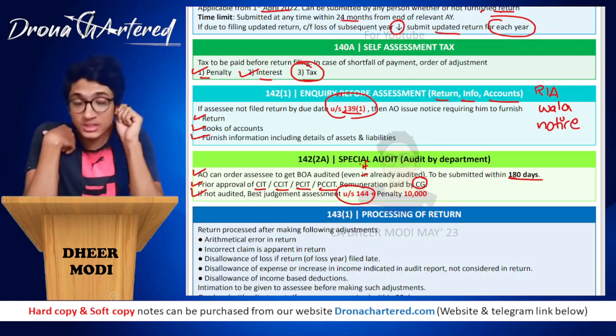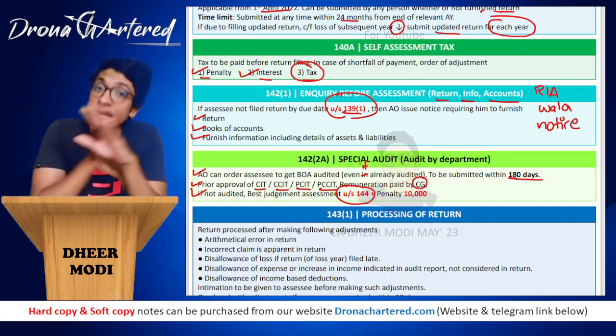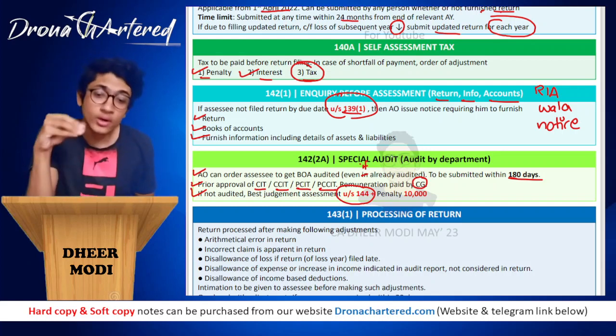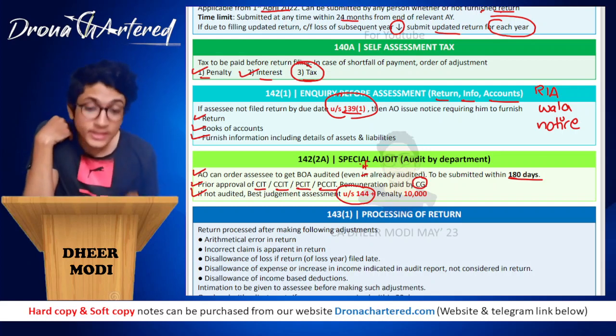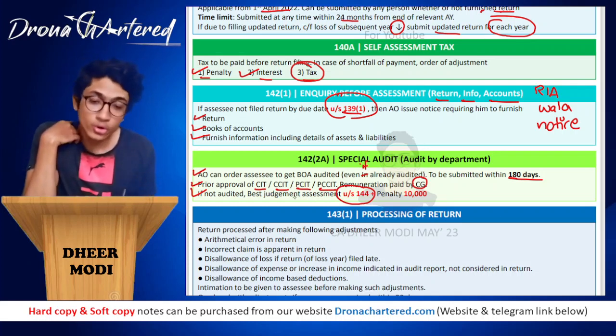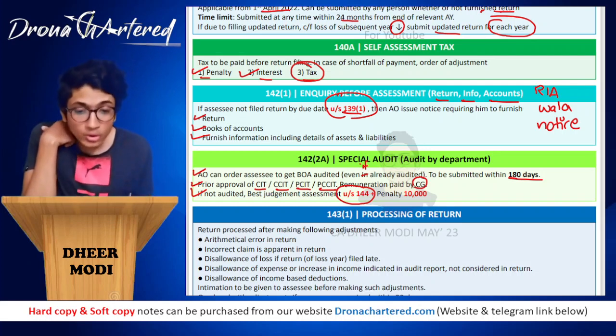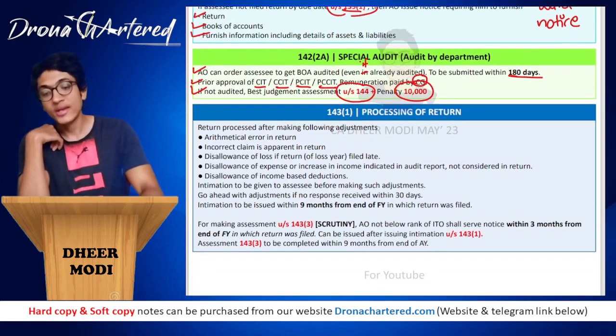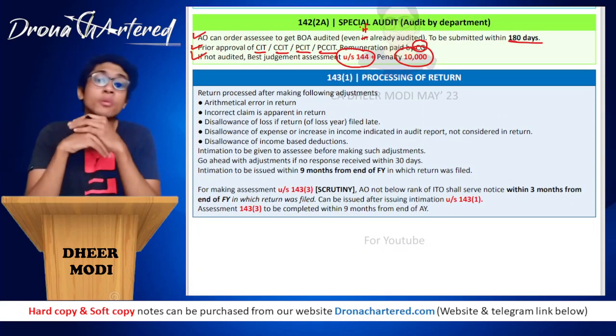Please remember the section numbers. I am telling you repeatedly. I have not told you to remember section numbers in any other chapter, but if you are doing this chapter, please learn your section numbers. So if the books are not audited, he will do best judgment assessment under section 144. Plus, there will also be a penalty of rupees 10,000. Okay. Now next is your section 143.1, that is your processing of return.